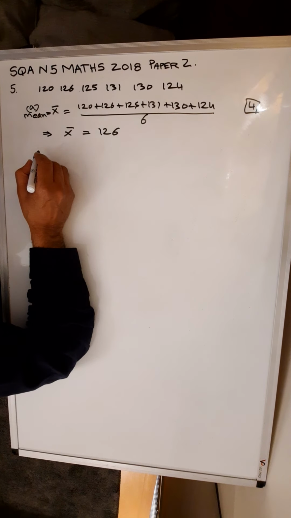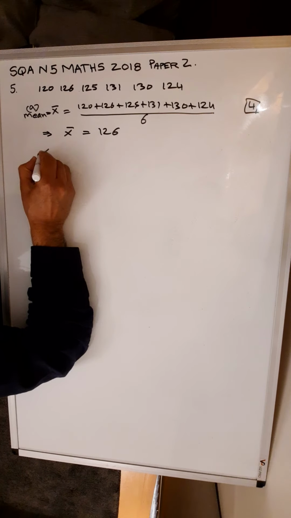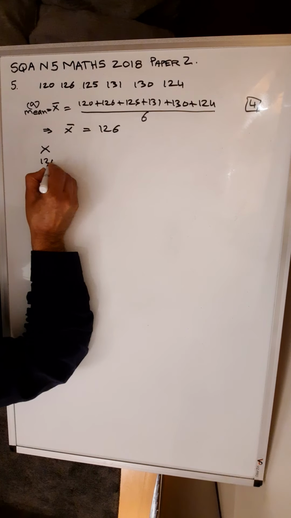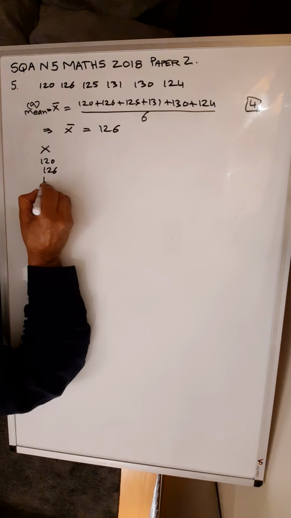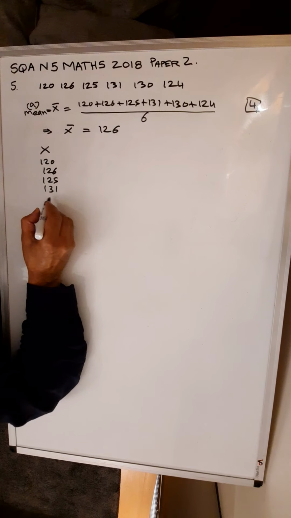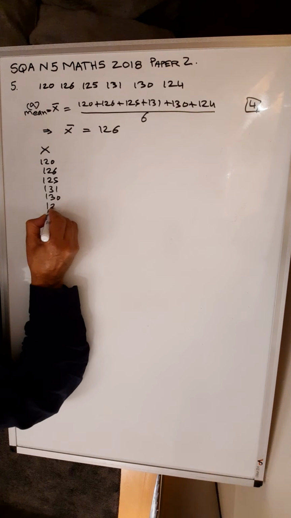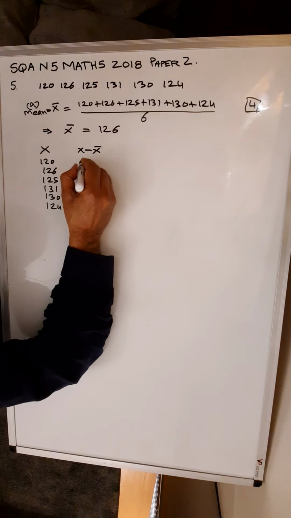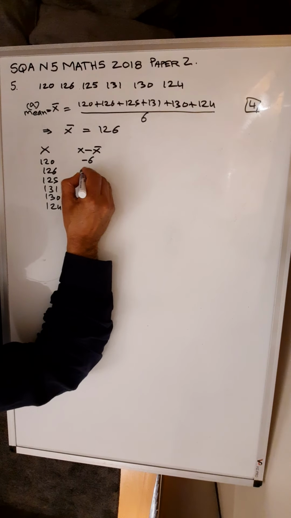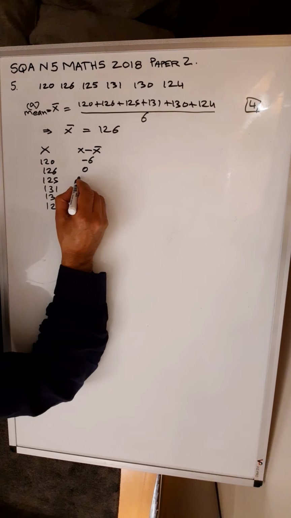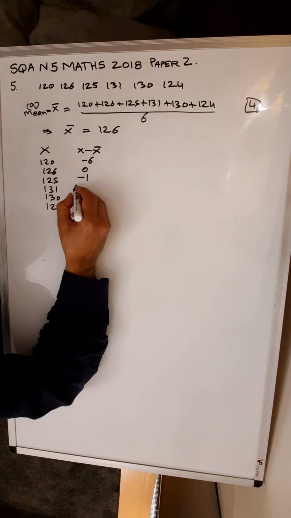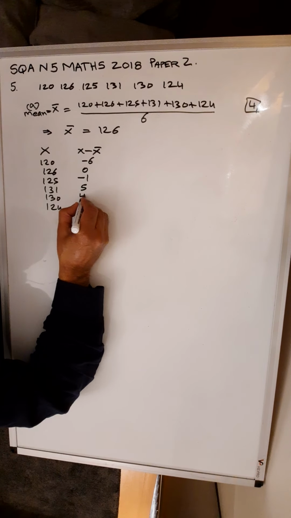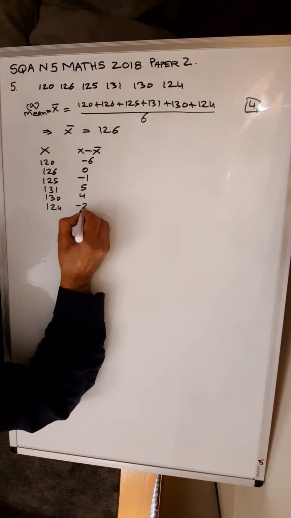For the standard deviation, you need to set up 3 columns. The first column is just the results, which you write vertically. That's your X. So 120, 126, 125, 131, 130, and 124. Second column, you take the mean away from each of these results. So 120 minus 126 gives you minus 6. 126 minus 126 is 0. 125 minus 126 is minus 1. 131 minus 126 is 5. 130 minus 126 is 4. 124 minus 126 is minus 2.